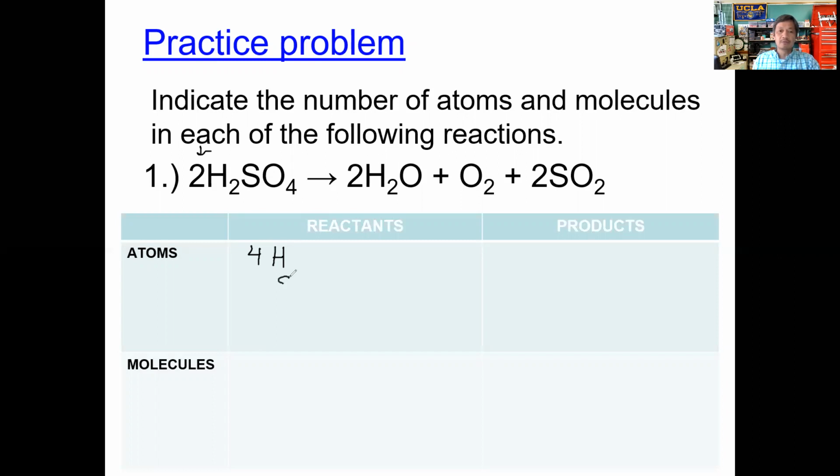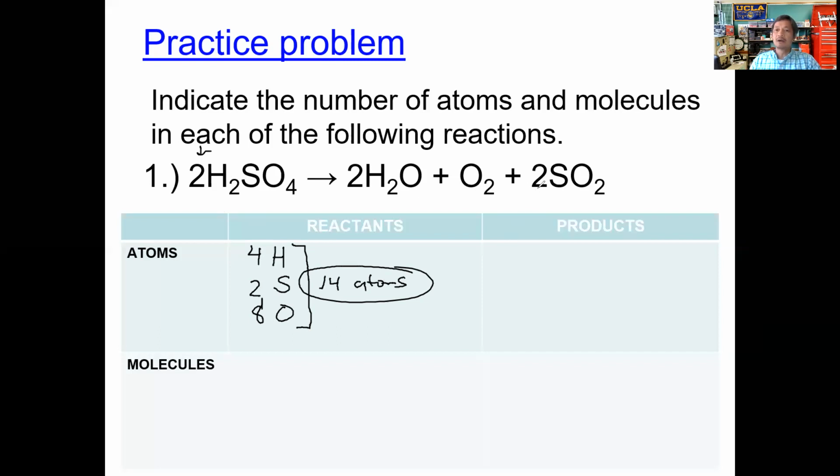Same thing with sulfur. In one molecule of H2SO4, we have 1 atom of sulfur, but since the coefficient tells us we have 2 of these, we will have 2 atoms of sulfur. And with oxygen, we have 8. If you notice here, we take each one of the subscripts and we just double it. We double it here, here, and here. That's where we have our atoms. With that said, we have a total of 14 atoms on the left-hand side.